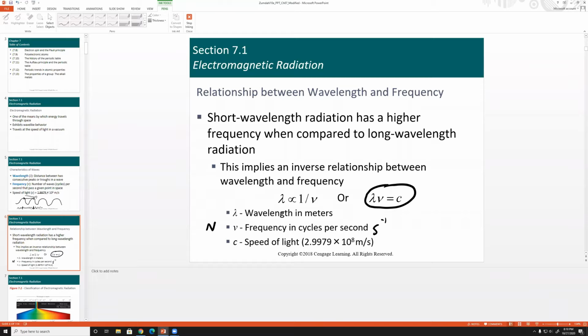And then the wavelength is just in meters. This always has to be in meters. And then if you multiply these together, it makes sense that meters times 1/seconds equals meters per second. That's why it all has to equal the speed of light after you multiply it.